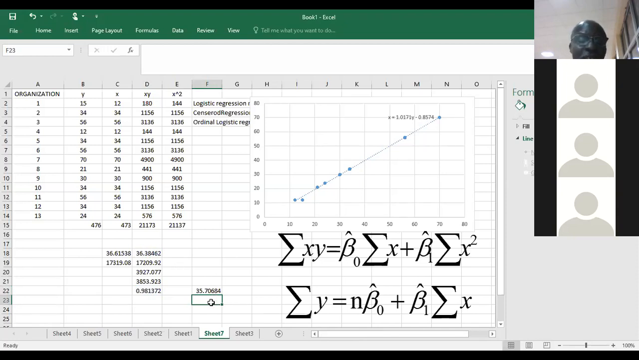So it was 36.6 minus this value, that is beta 1. This 36.6 minus this one is 0.908. Is that okay? So write that beta naught cap is equal to 0.908. You can solve that. Beta naught cap is equal to 0.906 for that matter.